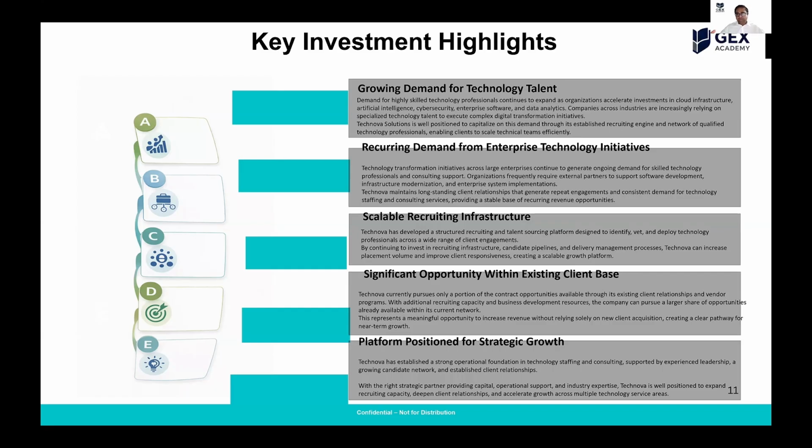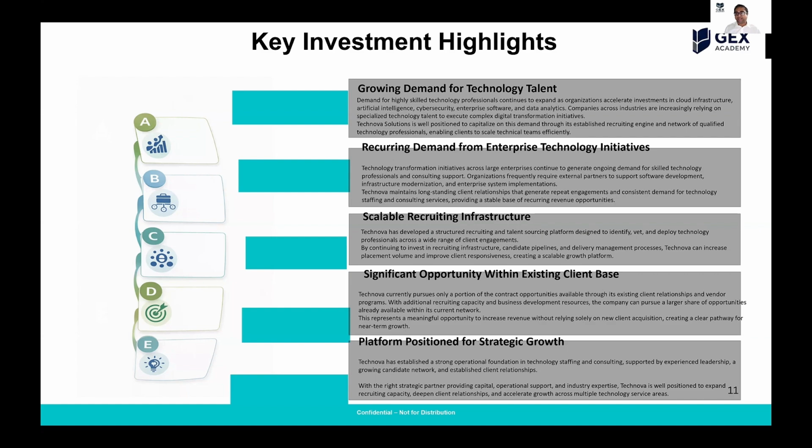So across virtually every industry, organizations continue to increase spending on technology initiatives, whether it's cloud infrastructure, again, cybersecurity, artificial intelligence, software development, data analytics, or enterprise systems. Companies are increasingly requiring highly skilled technical professionals to support these initiatives. And one of the key arguments management is making here is that this demand is being driven by long-term secular trends, rather than short-term market conditions, right? So as technology becomes increasingly important to business operations, the demand for specialized talent is expected to remain strong.